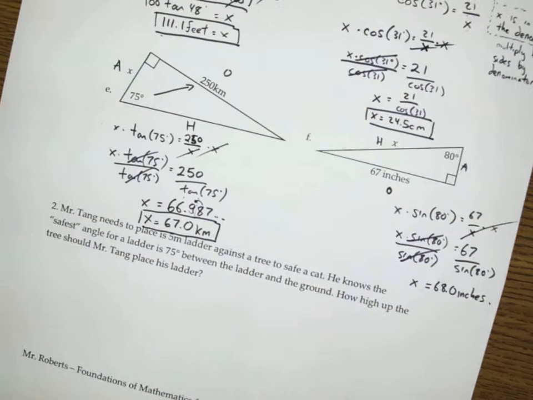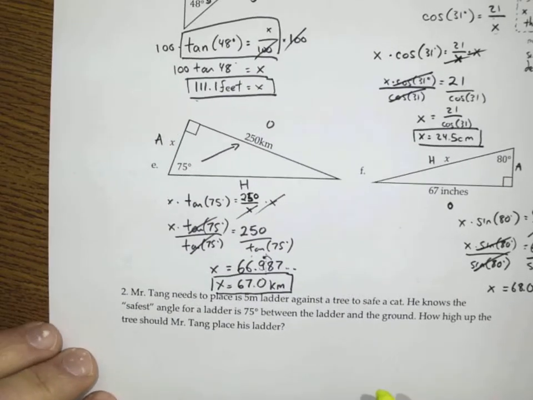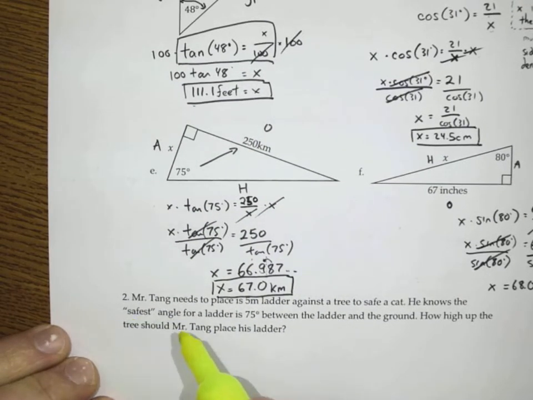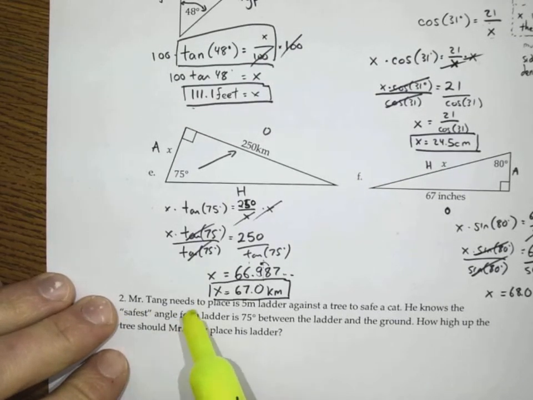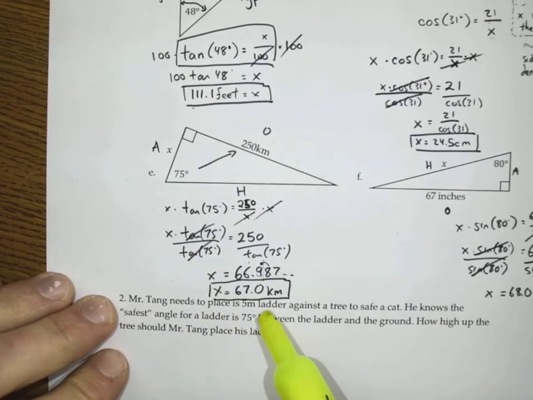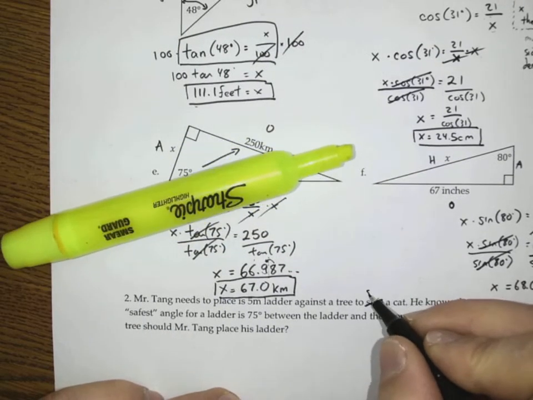Okay, last question, question 2. This question does not give us a diagram, meaning we're going to have to create our own. I'm going to start with a highlighter, and I'm going to highlight any key terms here that I think are important. All right, so let's read this through. Mr. Tang needs to place a 5-meter ladder against a tree to safe a cat. Well, I think you can imagine I probably meant to say save a cat. So the first thing I'm going to do is cross it out. I'm going to write save.